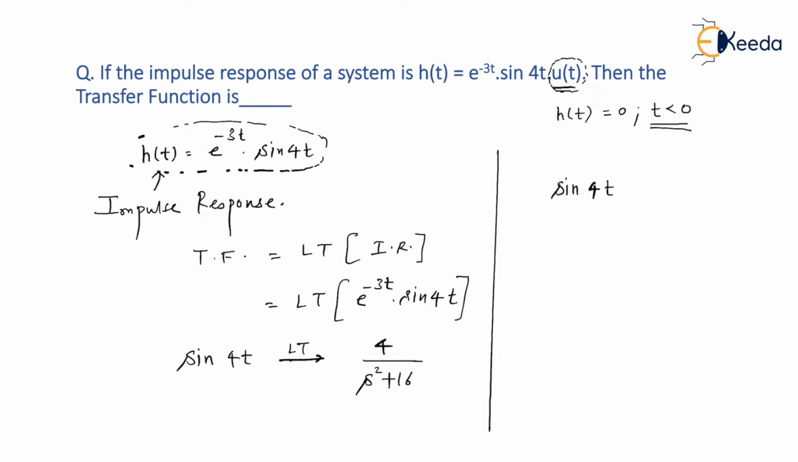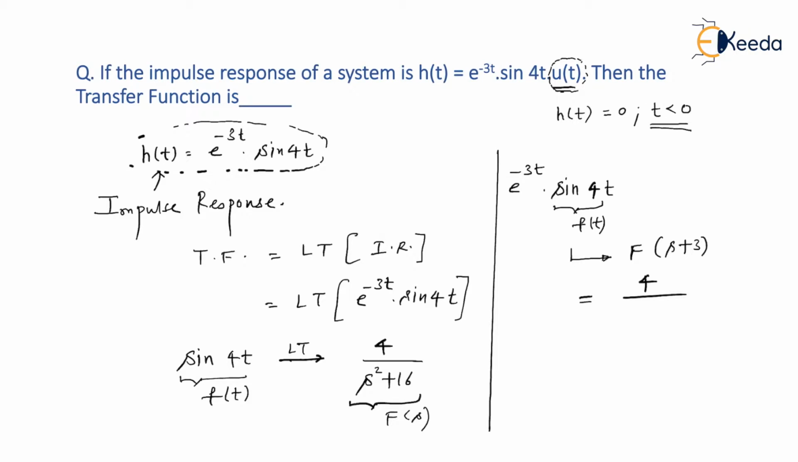Now this sine 4t function is multiplied with e to the power minus 3t. Then we have to use the frequency shift formula. If you remember, if I assume this is f(t) and if we take this as F(s), and let us say this f(t) is multiplied with e to the power minus 3t, then the respective Laplace transform for this is F(s plus 3). Am I right?